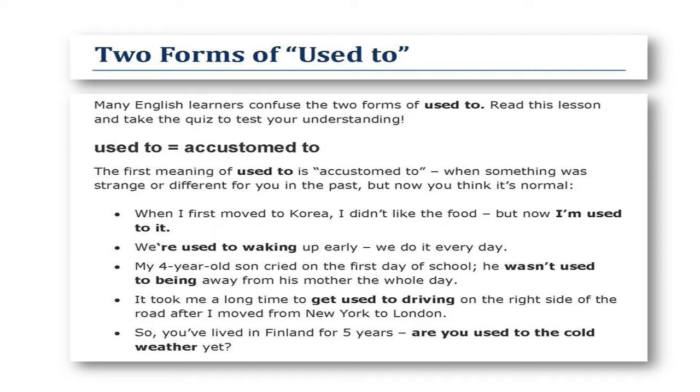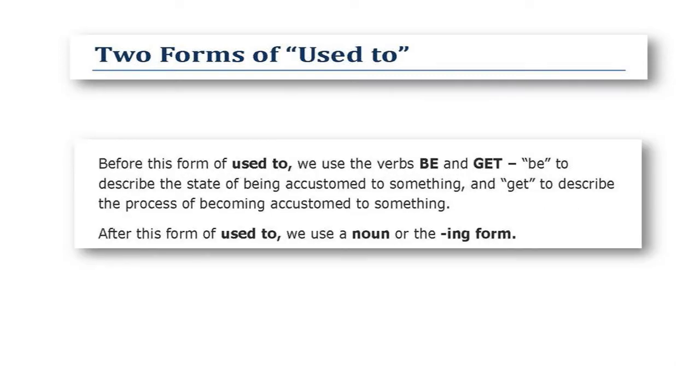So, you've lived in Finland for 5 years. Are you used to the cold weather yet? Before this form of used to, we use the verbs be and get. Be to describe the state of being accustomed to something, and get to describe the process of becoming accustomed to something. After this form of used to, we use a noun or the ing form.